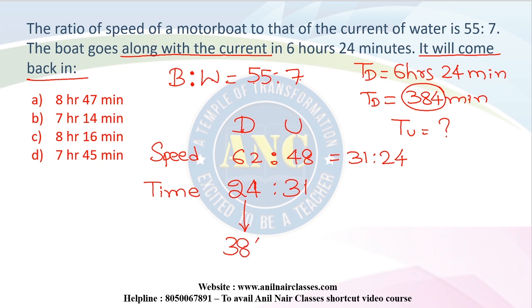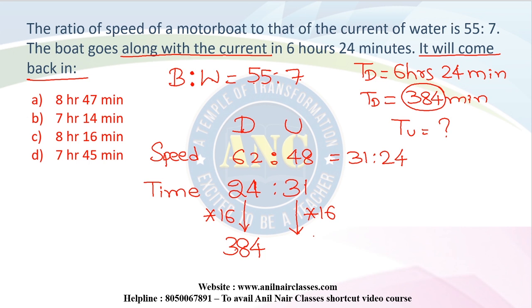So 24 should become 384. 24 into 1 is 24. Remaining is 14. 24 into 60 is 144. So 24 into 16 is 384 minutes. 31 also multiply by 16 to get the upstream time.